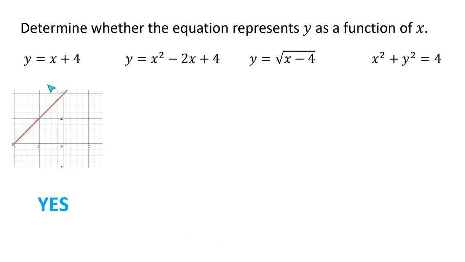If I was to graph it, then really any line is going to be a function of x. And we can use the vertical line test and we can see that it's going to be a function.